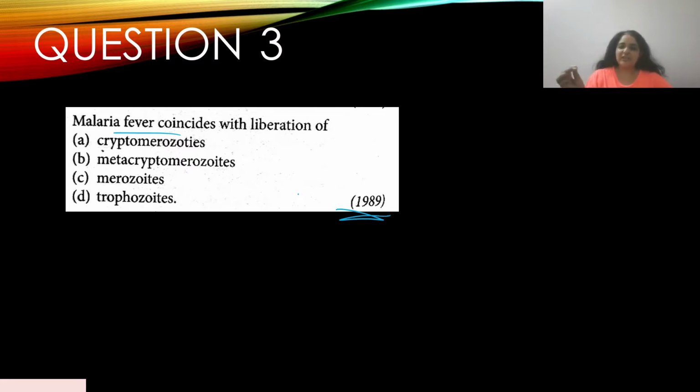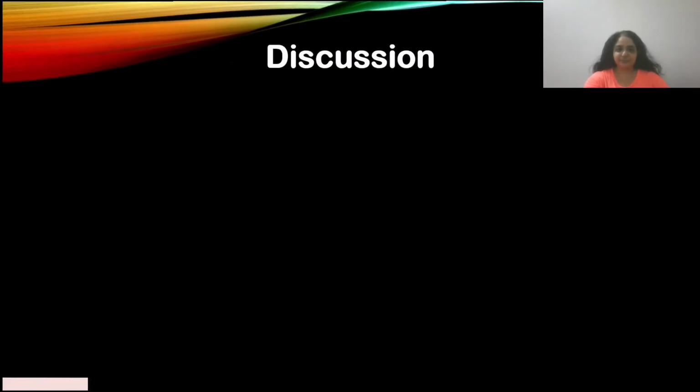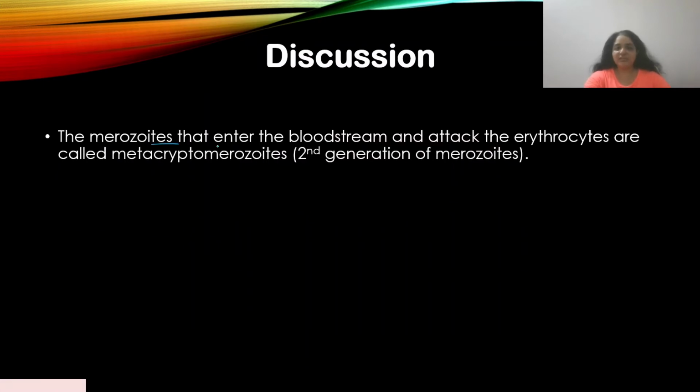But there are different names given to the merozoites. So in this case, malaria fever coincides with liberation of metacryptomerozoites. Okay, that's B. And we'll come to the discussion and explain it to you further. So the answer is B. Okay, so the merozoites that enter the bloodstream and attack the erythrocytes are called metacryptomerozoites. Remember this. Now, based on the generation of merozoites, there are different names given to it. That's all. There's nothing complicated about this, but learn it as a fact.